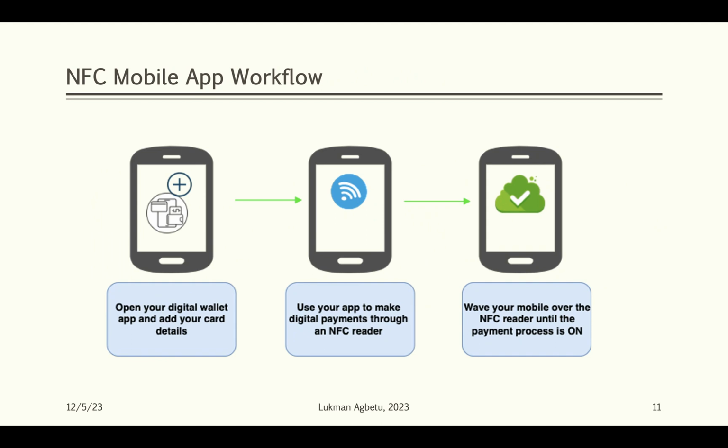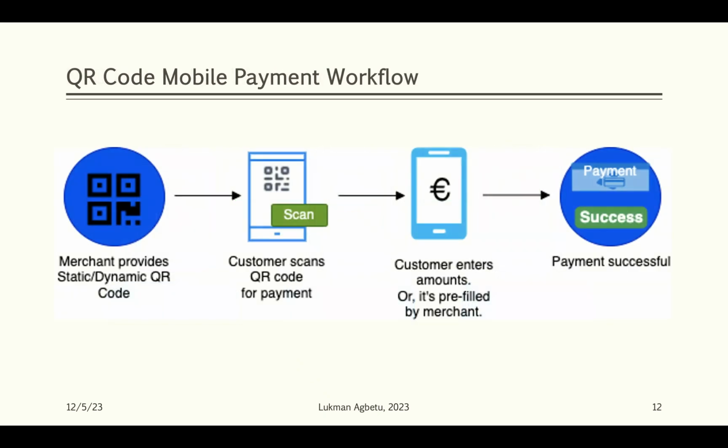So the next one is the NFC mobile workflow. Like I said, near field communication, the likes of Apple Pay and Google Pay. You take your Apple Pay and you put it on the card reader, then it enables you to complete the transaction. So the next is the QR code, quick response code. Scan the QR code or scan the barcode, enables the customer to enter the amount and to consummate the transaction. This is the workflow. So easy.